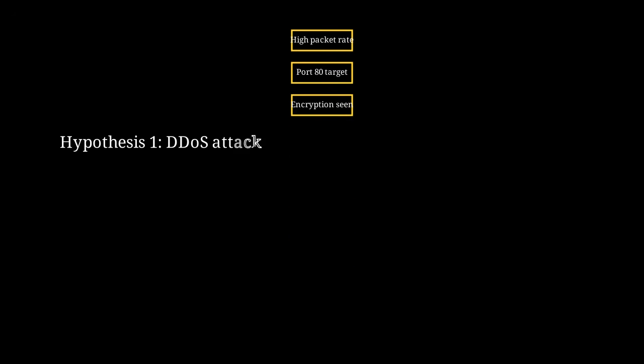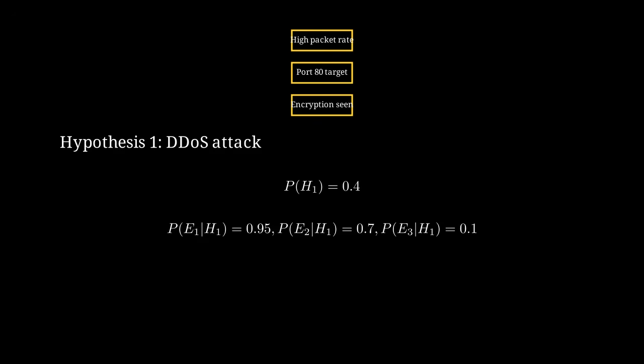Hypothesis 1 is a distributed denial of service attack. Prior probability of DDoS is 0.4 based on historical frequency. Likelihoods are high packet rate very likely at 0.95, port 80 somewhat likely at 0.7, encryption unlikely at 0.1. Multiplying these gives score of 0.0266 for the DDoS hypothesis.